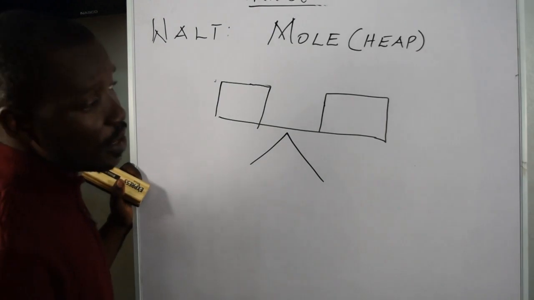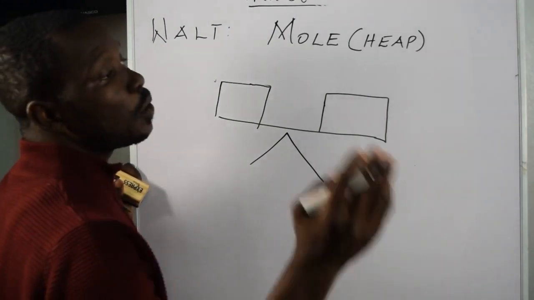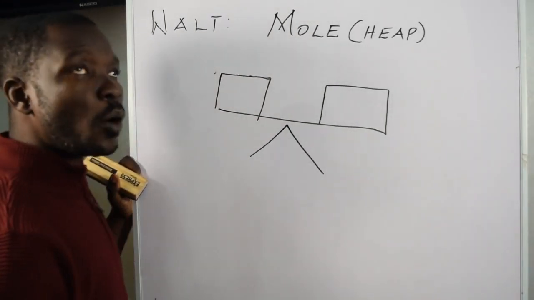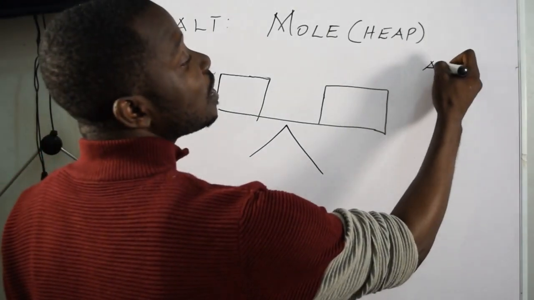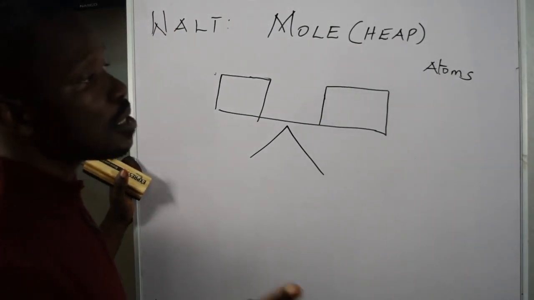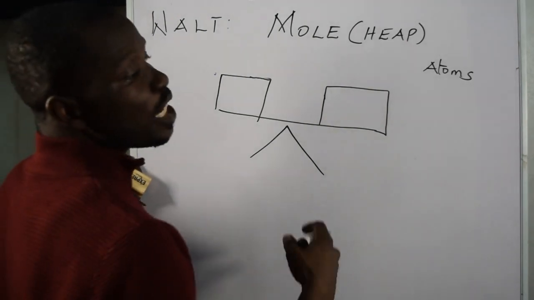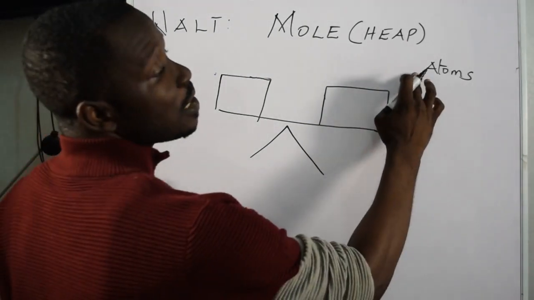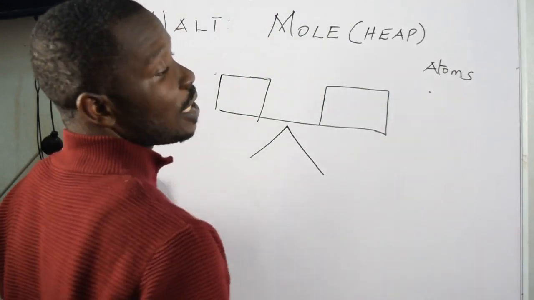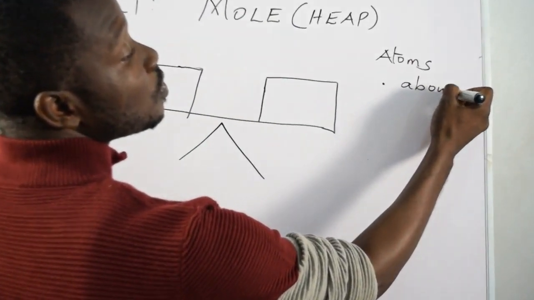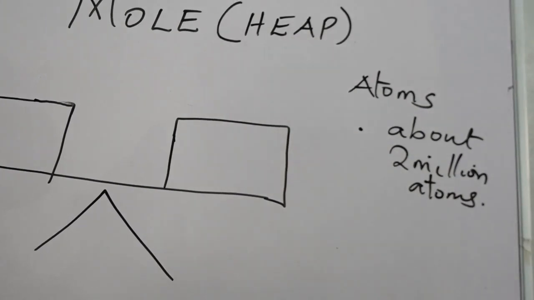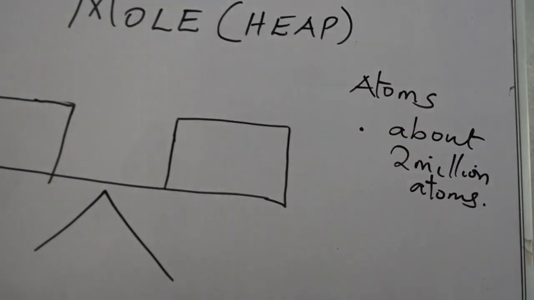What brought about this seesaw? In the lab, in the olden days, if you wanted to measure compounds, they were doing the measurement in atoms. Don't forget that we've looked at atoms, smallest particles. So if you wanted to do any lab work, the measurement was done in atoms. Now, one key thing I want to give to you is, if I make a dot like this, you can count about 2 million atoms. Just a dot, you can count about 2 million atoms.